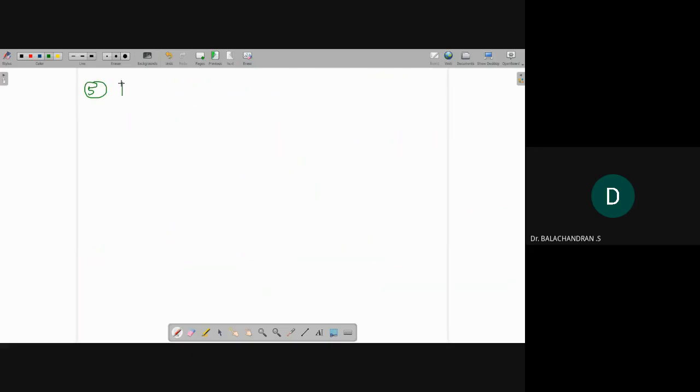So find the general and singular solution of y equal to x into dy by dx plus a into dx by dy. So try this problem.